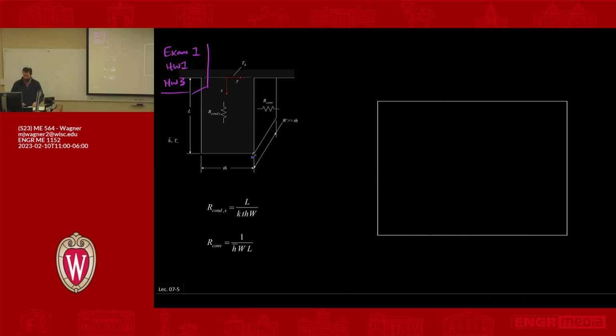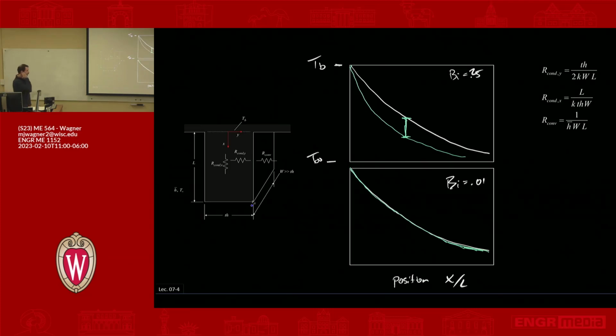Okay, so let's pick up where we left off. Let's look back at last time. So last time we were talking about extended surfaces where we are trying to make this assumption that the resistance to conduction inside the fin in this y direction is small relative to the resistance to the surroundings. And if we can do that, then we can model this entire thing as a 1D problem.